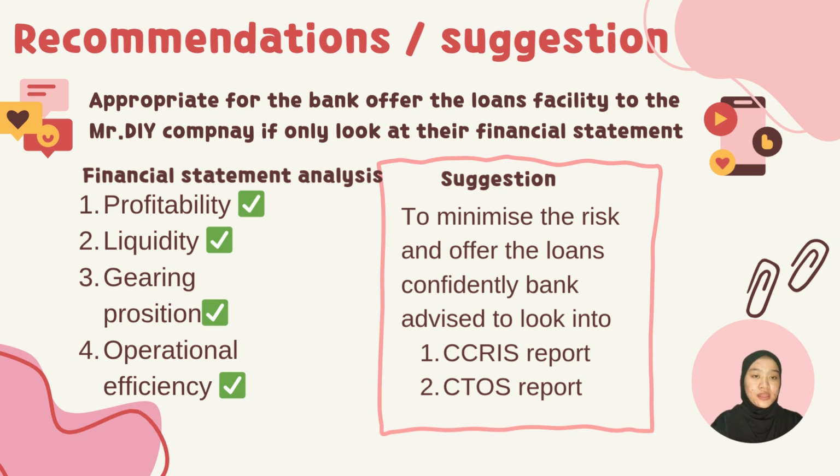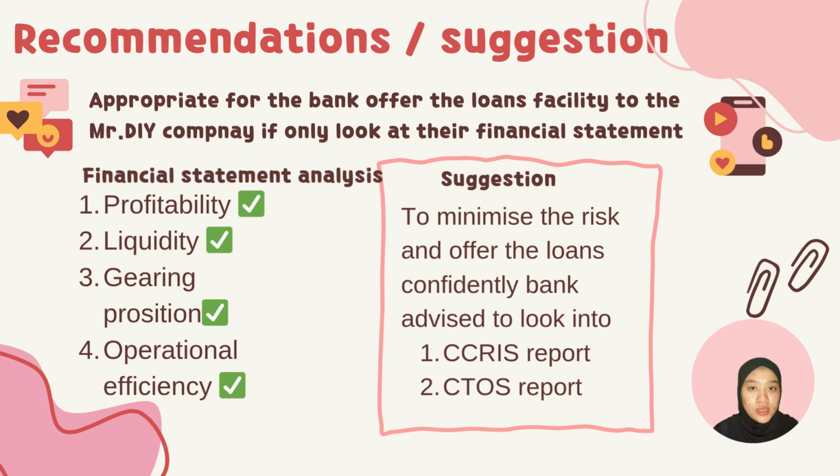To minimize the risk and give more benefit, the bank is advised to look into Mr. DIY's credit history. This is to assess the creditworthiness of Mr. DIY, whether it has a good record of repaying debts. There are a few reports that can be used to do credit analysis. First is the Central Credit Reference Information System. CCRIS is the list of financing and repayment of a borrower over the past one year. The bank can assess the potential borrower, which is Mr. DIY, before offering the loan facility, using the credit information provided in the report as well as requested.